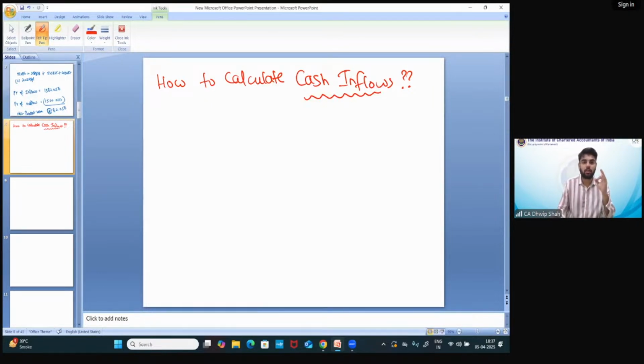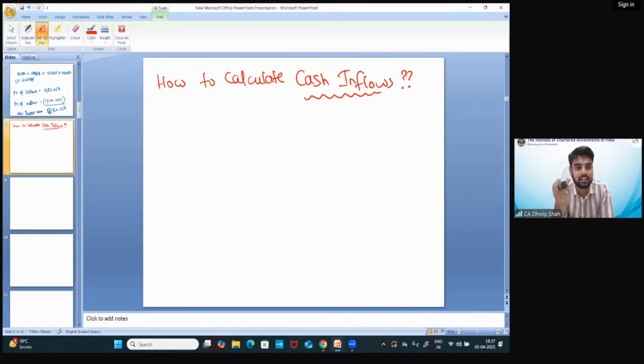FM is all about formats and formulas. Every chapter, there would be certain formulas, there would be certain formats. And those formats and formulas are very easy to remember. You don't have to memorize that. It is very logically understood. Okay? And it is very easy to remember. So this chapter also has a format of cash inflows.